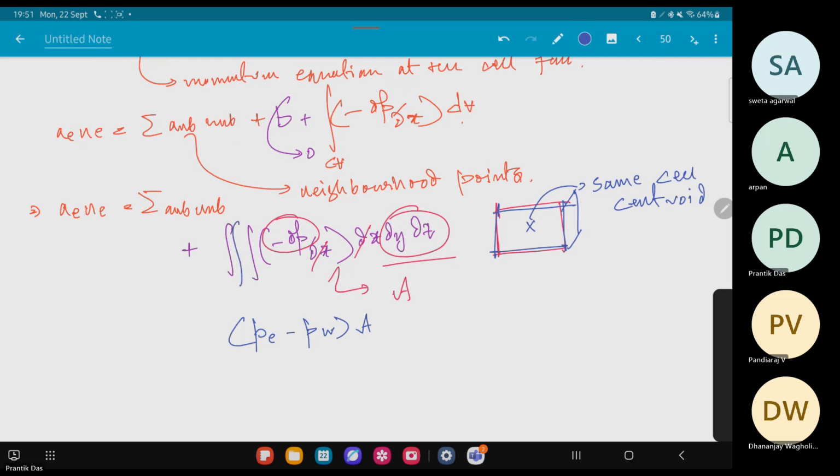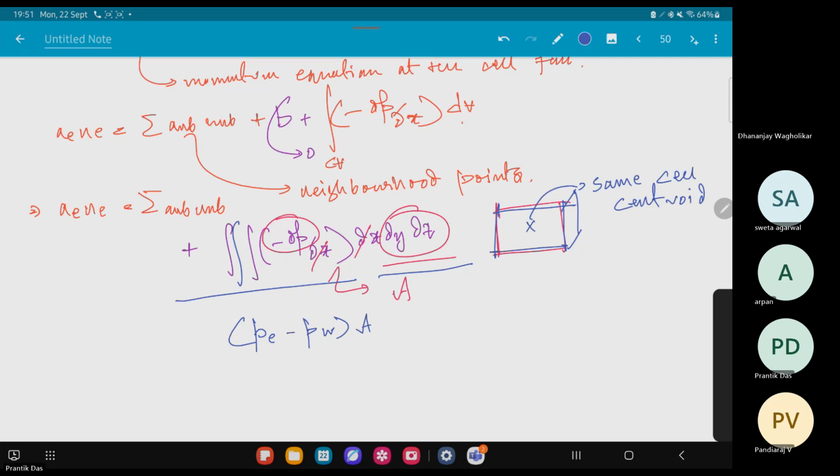Or you can convert this thing into an area integral also. That can also be done. So in our case, that dy into dz forms our area, and dp/dx gets cancelled out, and minus of dp actually gives you P_e minus P_w. Okay, is it clear to all of you?